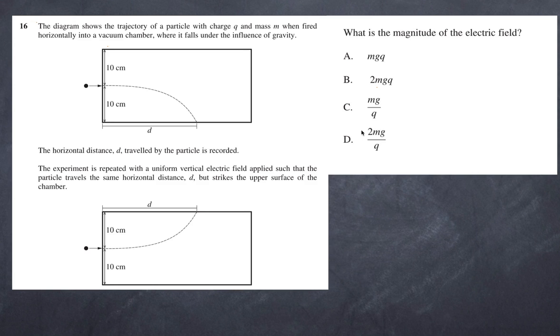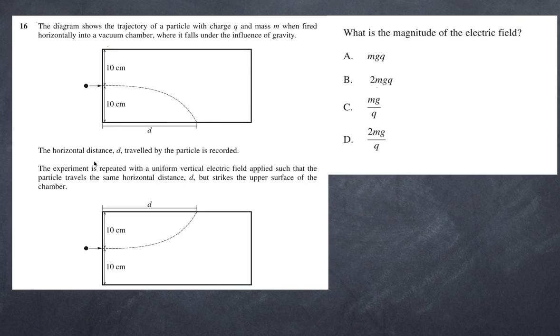Now, before I look at questions related to Module 7, I just want to quickly touch base with question number 16 of the HSC paper. It's actually an electromagnetism question, and I accidentally left it off the previous video, so I hope you can forgive my little indiscretion there. Question 16 says, the diagram shows the trajectory of a particle with a charge Q and a mass m, and is fired horizontally in a vacuum chamber, and it falls under the influence of gravity.